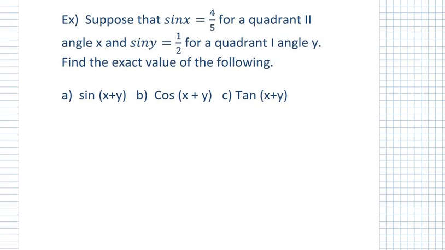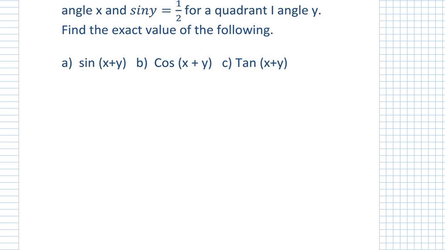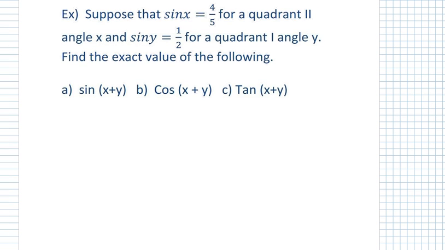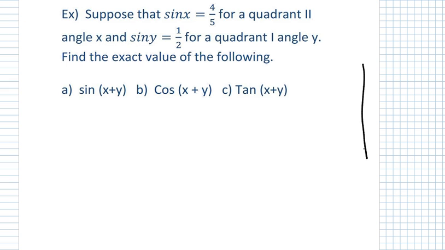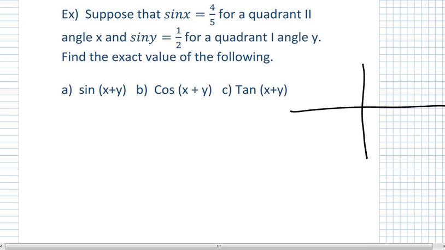The next question, it says, suppose the sine of x is 4/5 for an angle in quadrant 2. So here's one where you're going to have to draw some pictures. In quadrant 2, the sine of x is 4/5. So that means if we find the missing side by doing the Pythagorean theorem, this would be 3. And since it's in the second quadrant, x is negative, so it's actually -3.